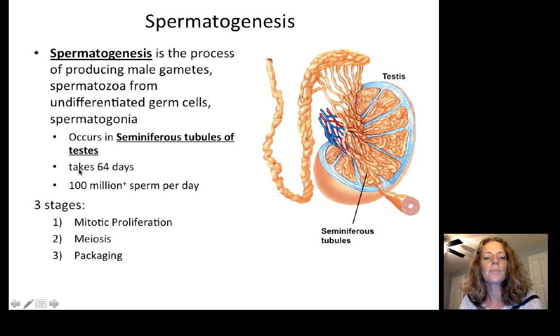For males, this process from undifferentiated spermatogonia to final functional male gamete or spermatozoa takes from start to finish 64 days. But every day since puberty, a male has cells in different stages. So 64 days post-puberty and every day after that, a male produces about 100 million sperm per day that will be maturing into spermatozoa. There are 3 stages of this production: mitotic proliferation, meiosis, and packaging.